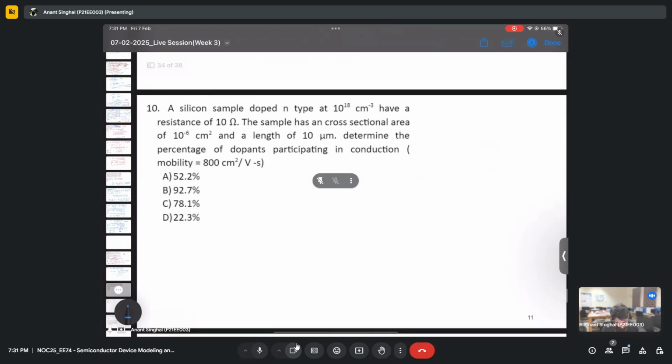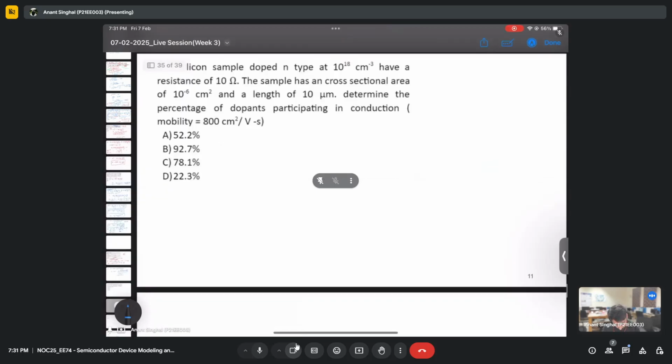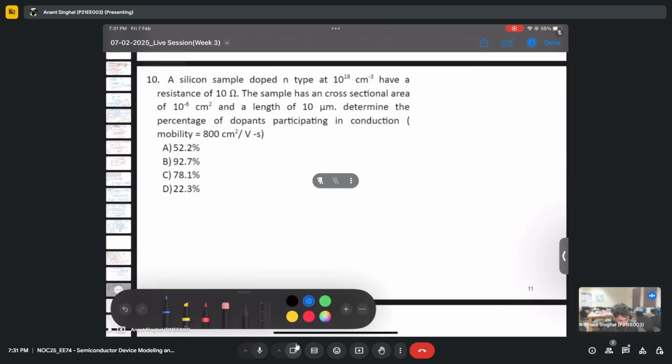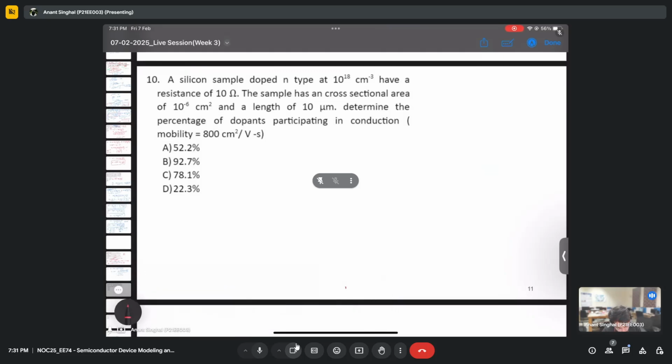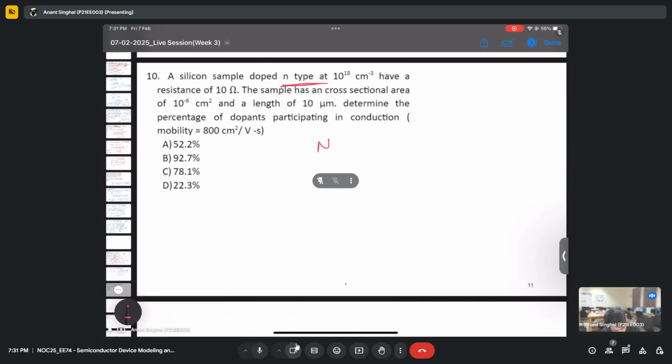So this is one I guess we can do, and then we can wrap up. We have a silicon sample which is doped N type, so ND is 10 raised to 18. It has a resistance of 10 ohms. The sample has an area of 10 raised to minus 6 centimeter square and a length of 10 micron. So 10 micron is 10 raised to minus 3 centimeter. You need to determine the percentage of dopants participating in conduction.